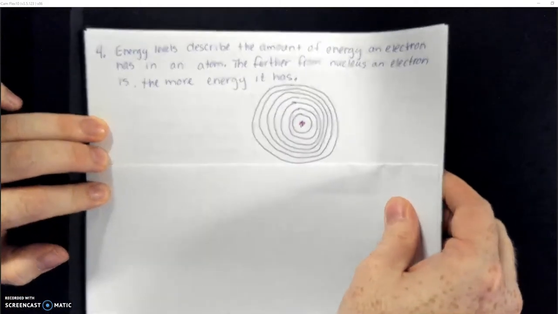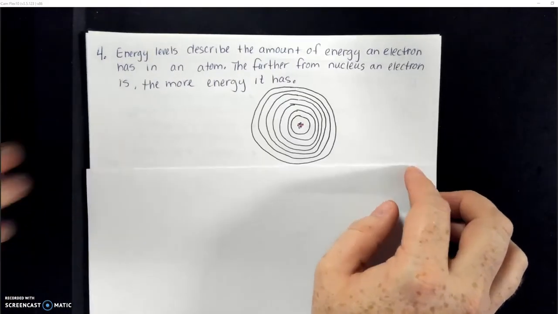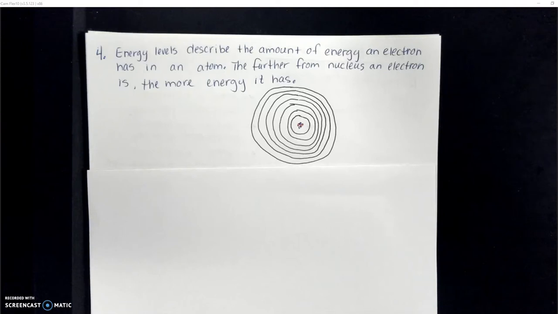And that is the energy level in an atom, ladies and gents. Now this is a review. We've done energy levels before. Energy levels describe the amount of energy an electron has in an atom. Further away from the nucleus an electron is, the more energy it has.